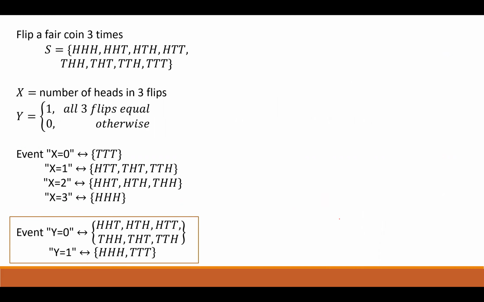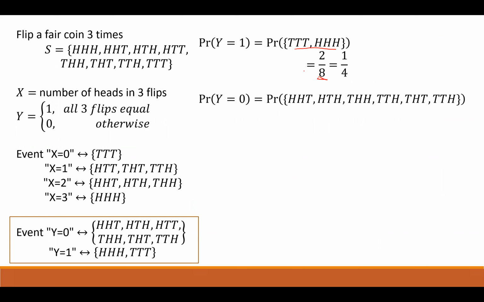If I look at the random variable Y and the events associated with Y, Y equal to 1 is either all tails or all heads. That's size 2 over the size of the sample space, which is 8. So that's 1/4. Y equals 0 is everything else, right? This is given by the other Y's. So there are 6 other elements that are not in Y equal to 1. So now that's 6/8 or 3/4.